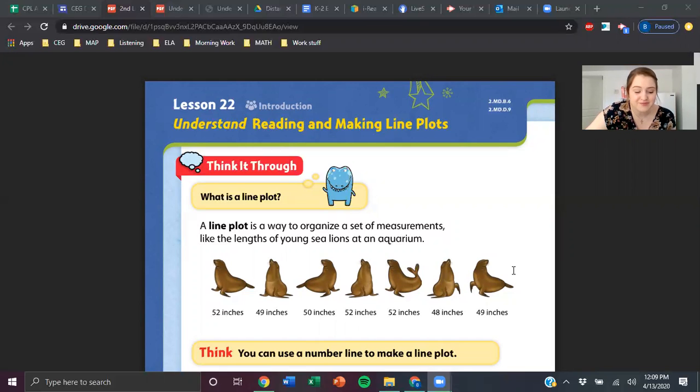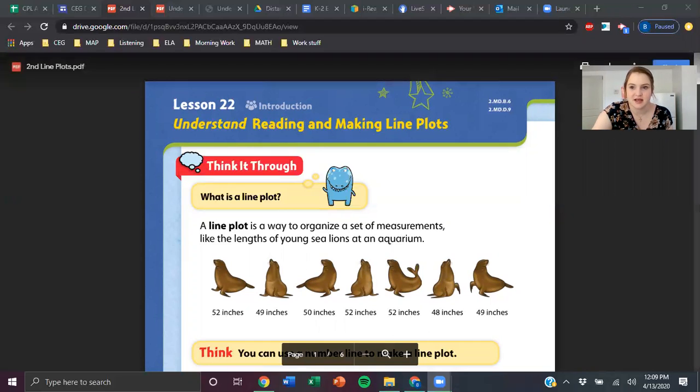You could also use a line plot to organize the number of books that people have read this year. So you could go around and ask 10 people how many books they've read this year, and then you could organize all of that into a line plot. And it's a really easy way to see how many people have read how many books. Okay, let's keep going so you can see an example of this line plot.